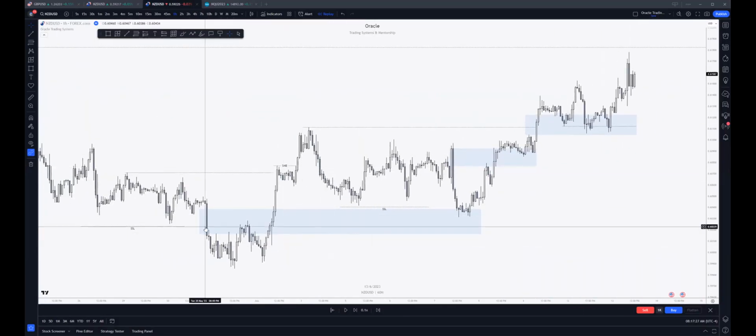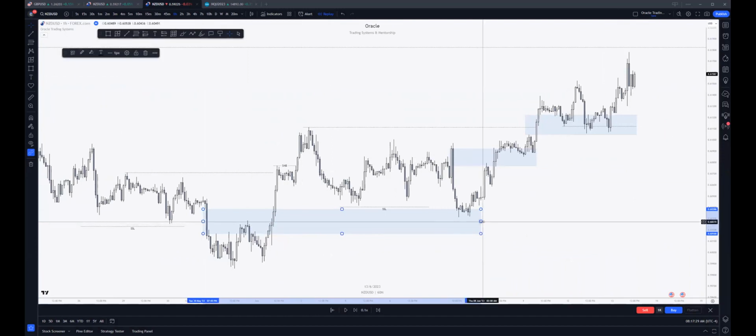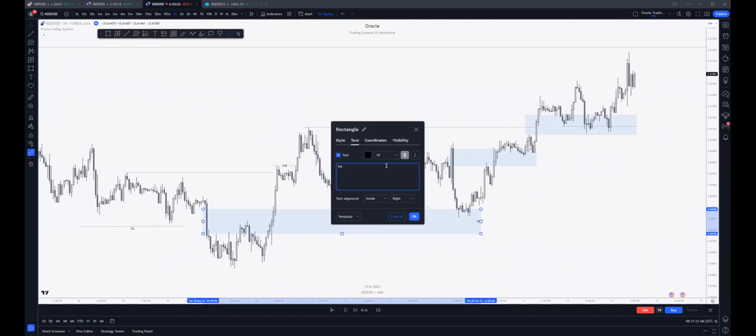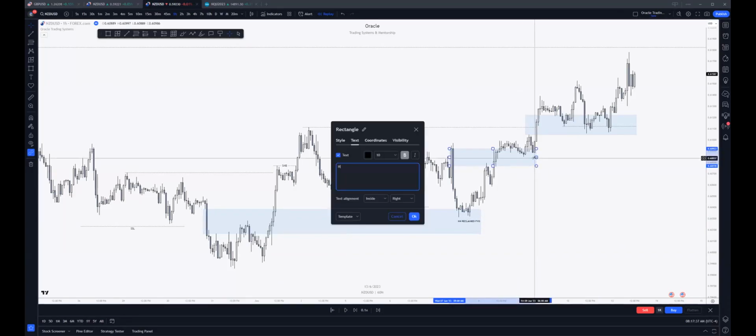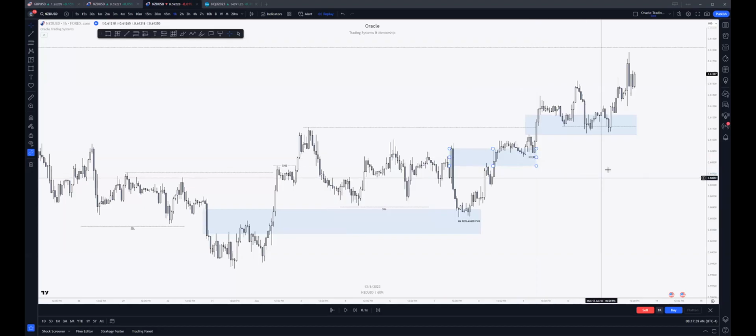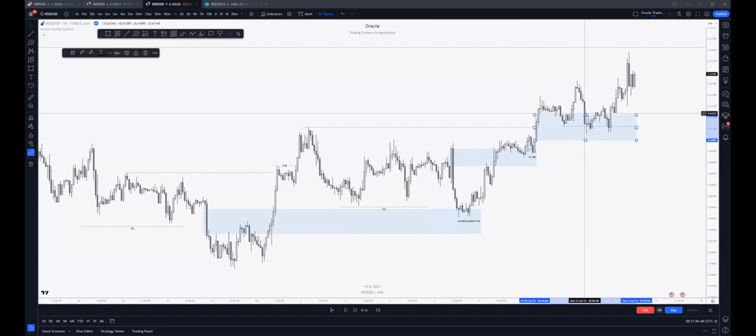Okay. So this looks all good. We're gonna start to write this H4 H1 breaker. And this is an H4 FEG. Okay, I'm just going to refine this here on the H1.